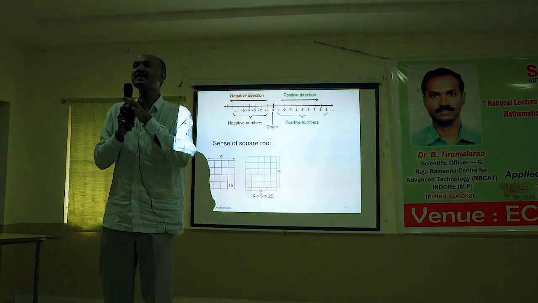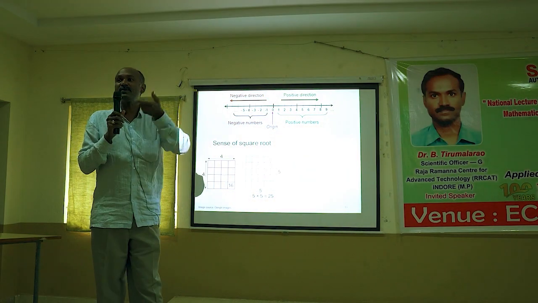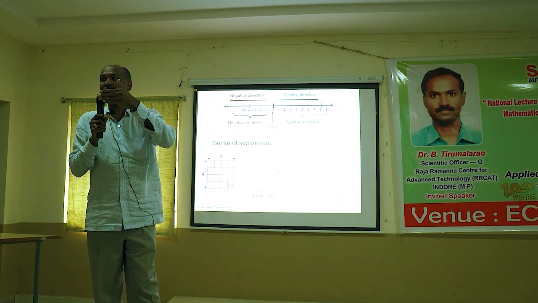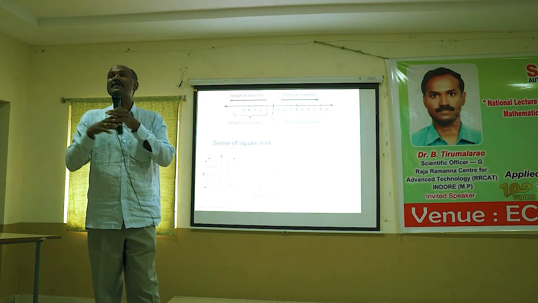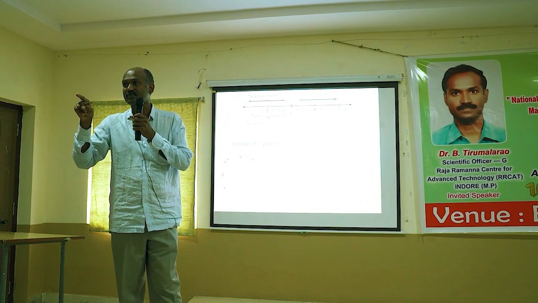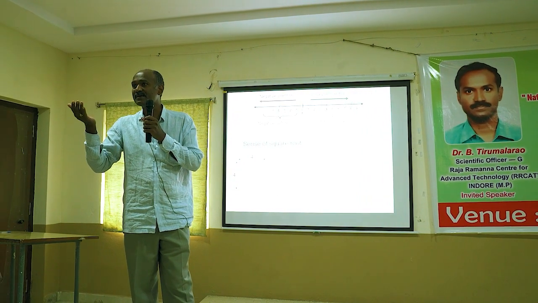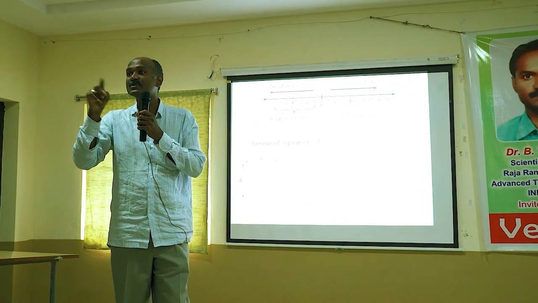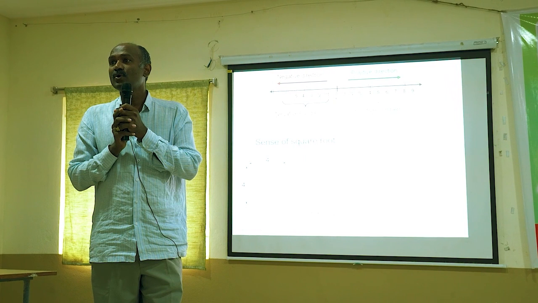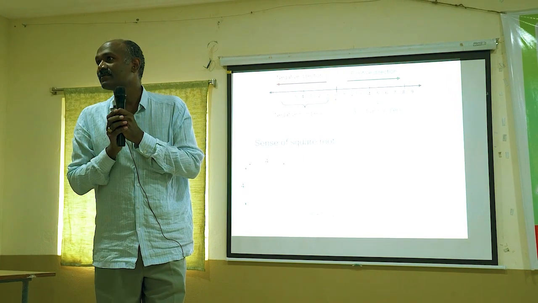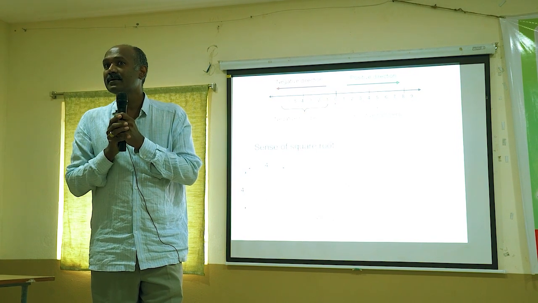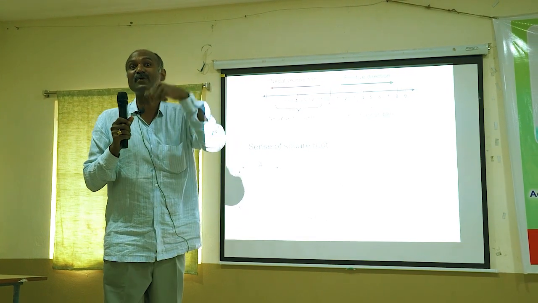Now the angle. For the positive number plus 4, what is the angle? n into 2 pi. Square root means the power is half, so you have to multiply that angle by a half. Half means n into 2 pi by 2. When n is equal to 1, 2 pi by 2, how much? Then where it is, pi means what is the sign?